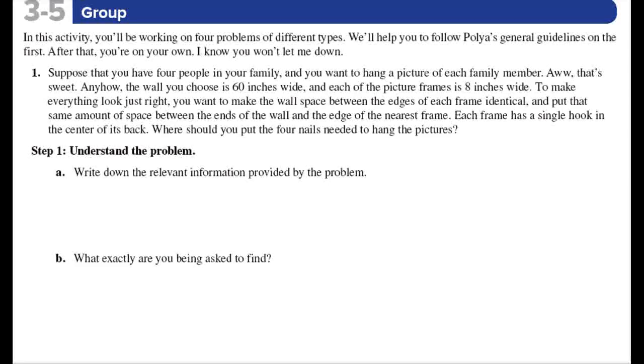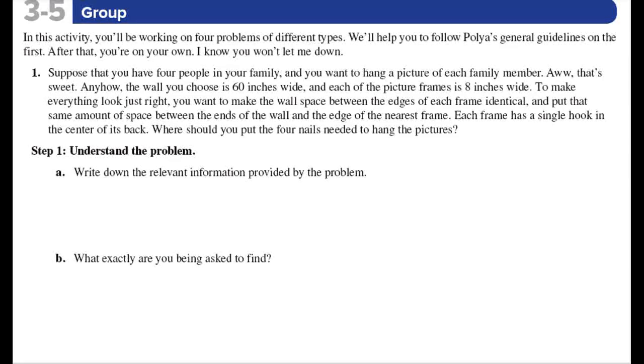The wall you choose is 60 inches wide, and each of the picture frames is 8 inches wide. To make everything look right, you want to make the wall space between the edges of each frame identical, and put that same amount of space on the ends of the wall. So between the wall and the first picture, between each picture, and between the last picture and the other wall, you want the same space.